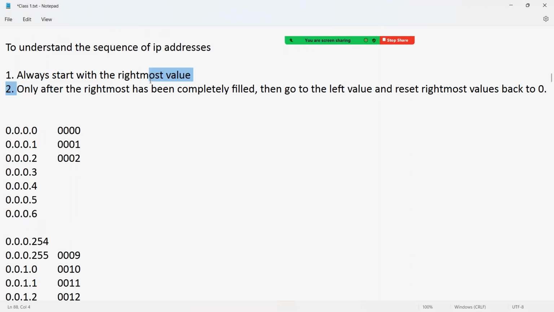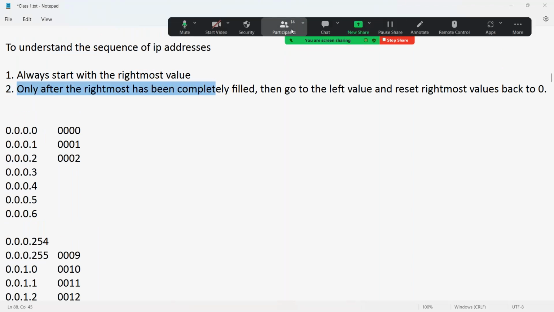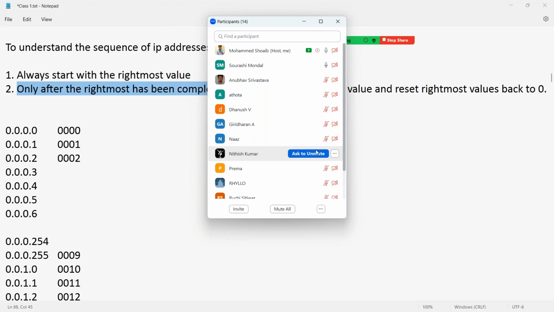So only after the rightmost octet has been, yeah. So Rishi, are you there? Are you asking me a question?